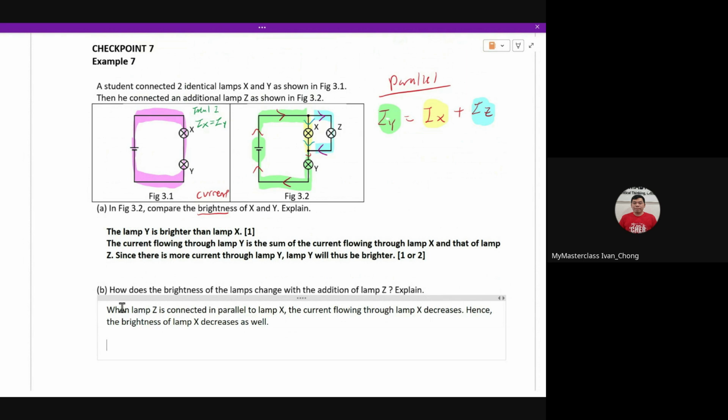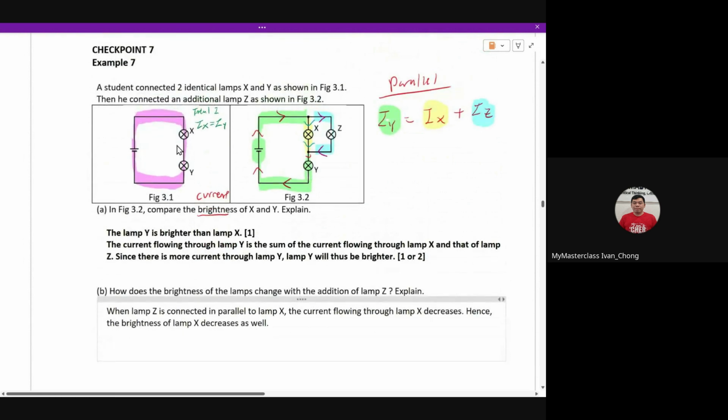Okay, so next one. What about lamp Y itself? Lamp Y, you can see that previously it had the total current, same as lamp X, right? So they had the same amount of current flowing through at this point. But what happens is when lamp Z is added.